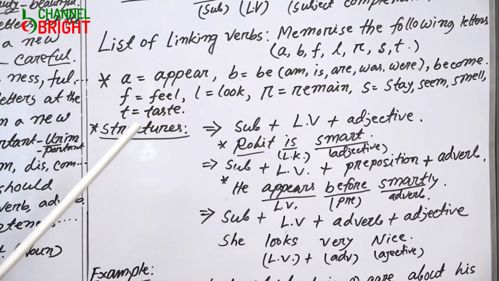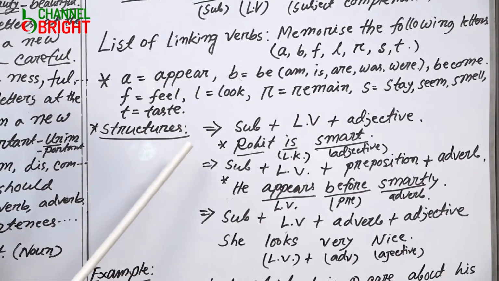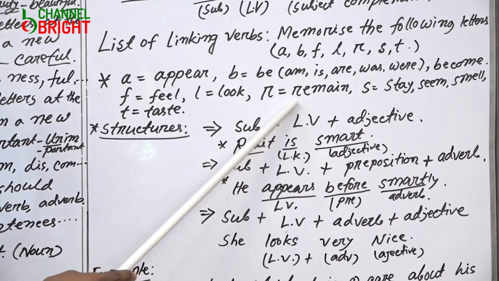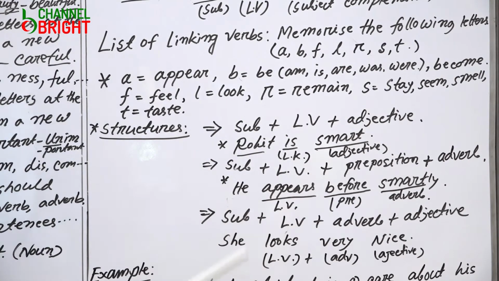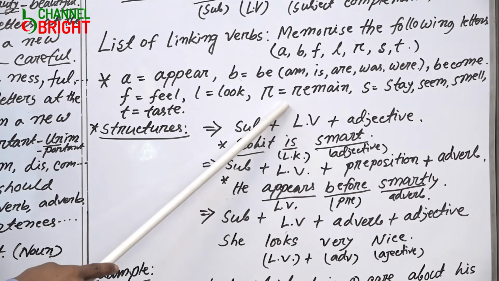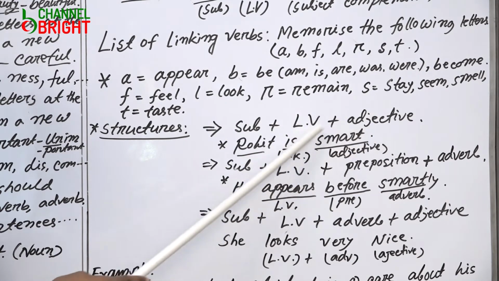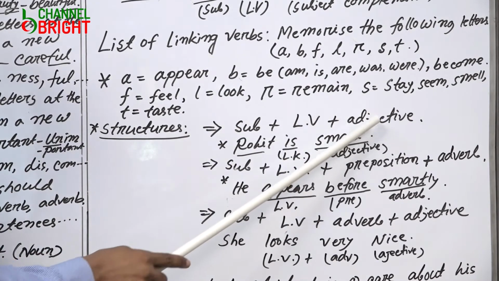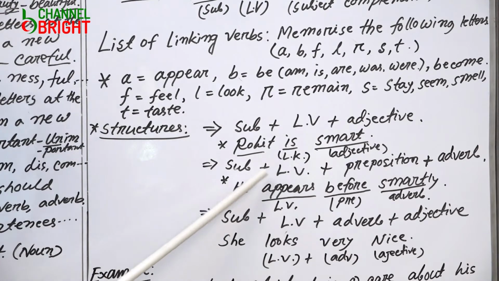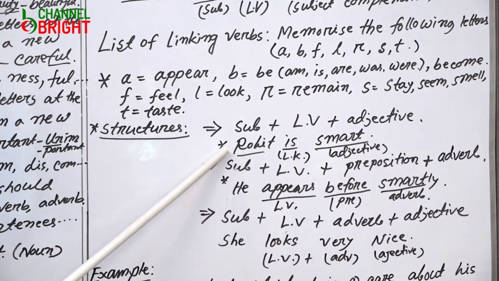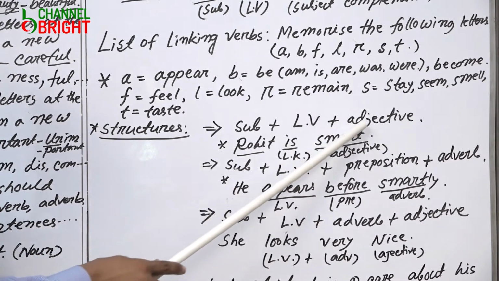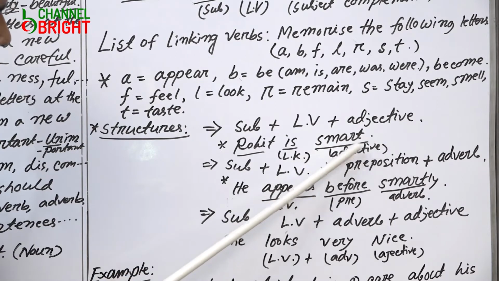There is some importance of linking verbs for setting up suffixes and prefixes in sentences, so follow some structures. If the sentence structure is subject plus linking verb plus adjective, then after the linking verb we have to use an adjective. If there is any underlined word after the linking verb, in suffix and prefix, that will be an adjective. Rohit is smart: here Rohit is a noun, is is a linking verb, and smart will be an adjective.